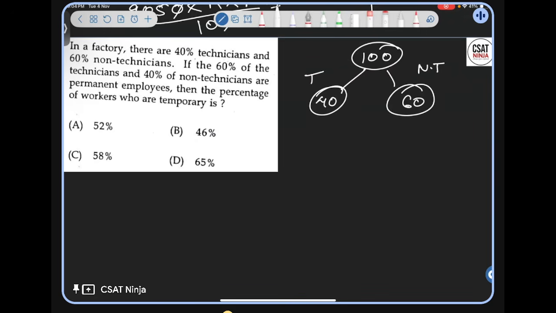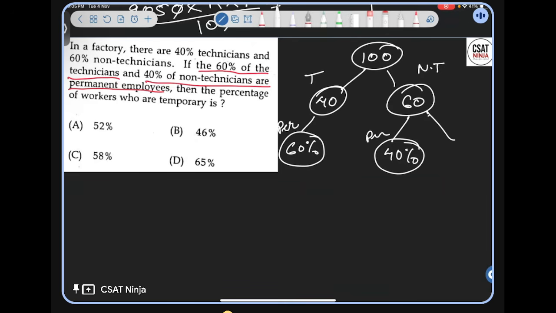Now the question says like this: if 60% of the technicians and 40% of the non-technicians are permanent employees, that means this one, 60% is permanent, and even this one, 40% is permanent. That means there is a certain percentage which are non-permanent or temporary workers. So we need to find the percentage of the workers who are temporary. So what's the percentage here?